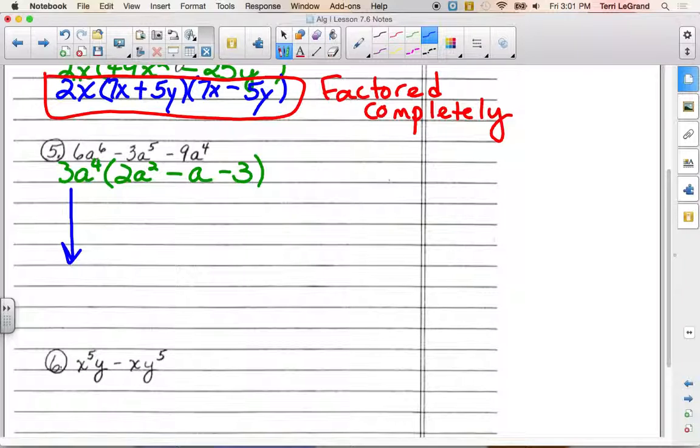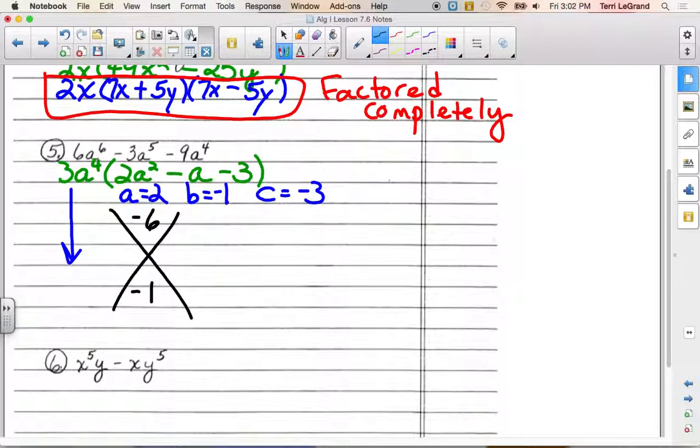So this 3a to the 4th, I'm going to arrow it so I don't forget about it. If I put that big fat arrow there, I'm less likely to forget about it. And then I can say a equals, b equals, c equals. I have to use my a times c this time because a is not 1. So I need a -6 up here and a -1. See, we got all kinds of things that we're having to remember all at the same time. -3, 2.